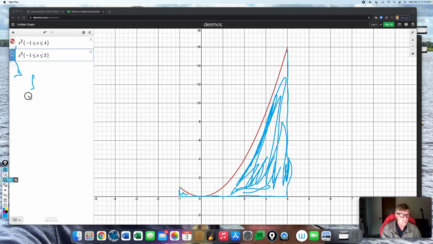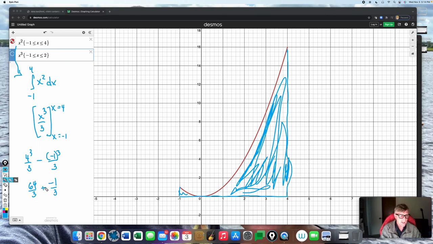We would do the integral from -1 to 4 of x squared with respect to x. We evaluate our antiderivative. Remember, I add 1 to the exponent and then divide. From x equals -1 to x equals 4. I put the 4 in first. I put the -1 in second. And I subtract the results. So this would be 64 over 3 minus, this is -1 over 3. And in subtracting a negative, I get a positive. So the answer is exactly 65 over 3. Or I think that is 21 2/3.